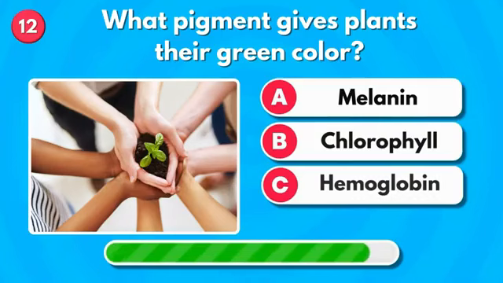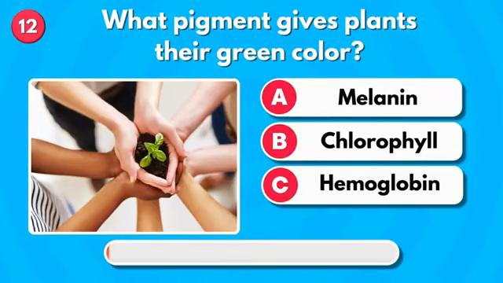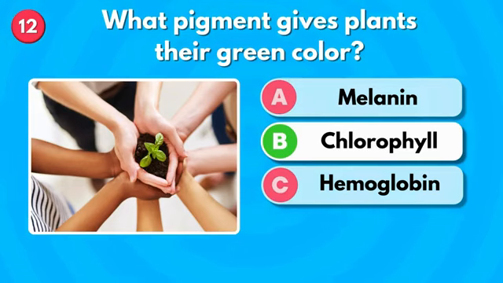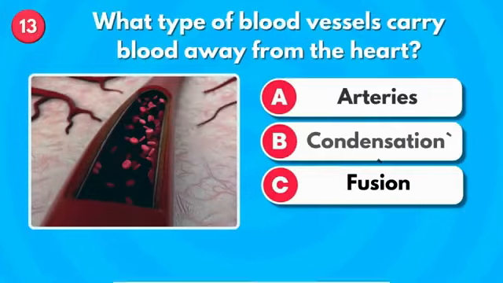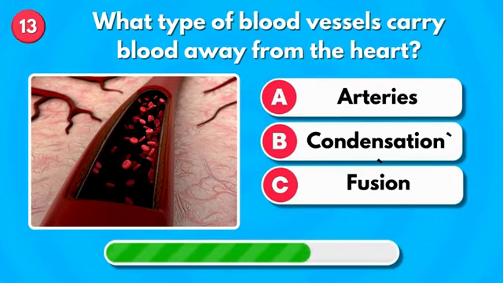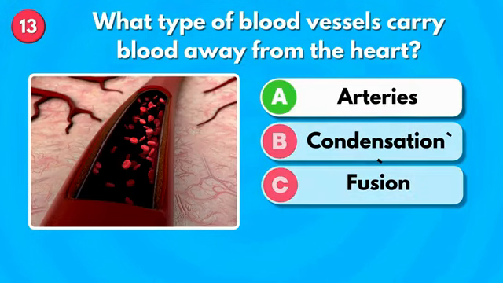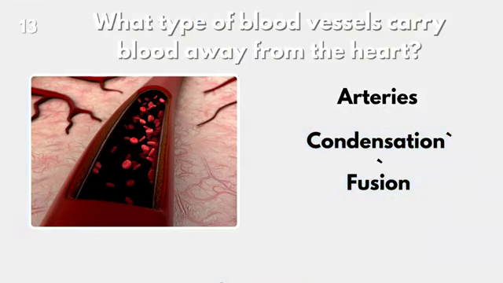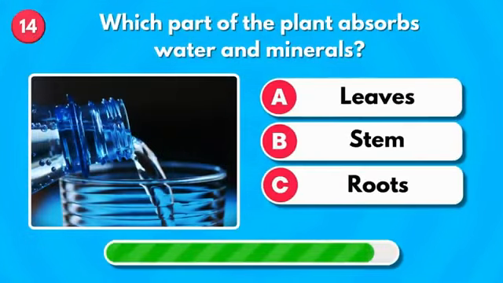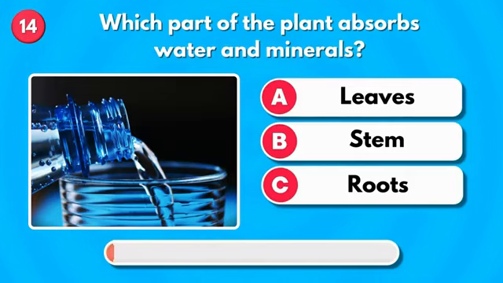What pigment gives plants their green color? Chlorophyll. What type of blood vessels carry blood away from the heart? Arteries. Which part of the plant absorbs water and minerals? Roots.